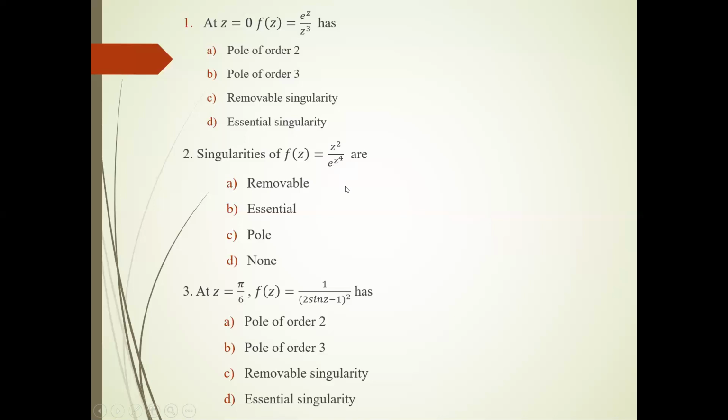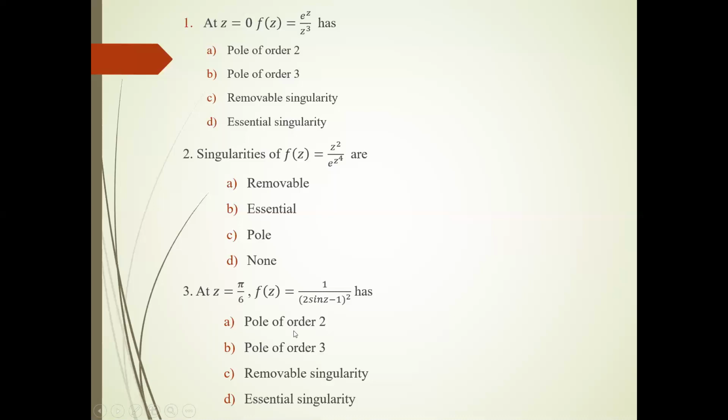So there is no need to go further to check whether the singularity is removable, essential or pole. This function has no singular point. So which option is correct? For this question, option 4 is correct. None is the answer for this question. Getting me? Next.